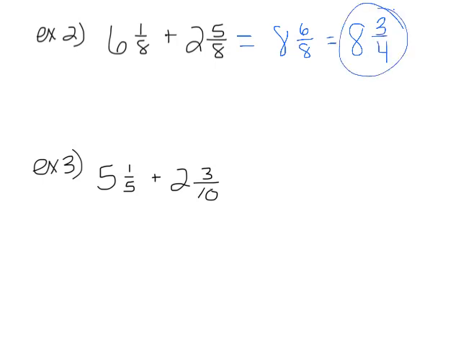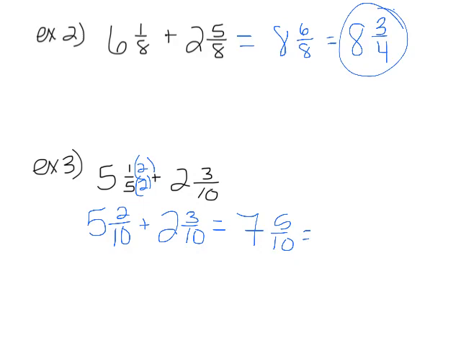For my second example, though, I see that I have unlike denominators, so I need to make like denominators. So I can multiply the 5 by 2 to get to the denominator of 10. So I have 5 2/5 plus 2 3/10. And I'm going to get 7. And actually, this 2/5 should be 2/10. I get 7 5/10, which simplifies to 7 1/2.